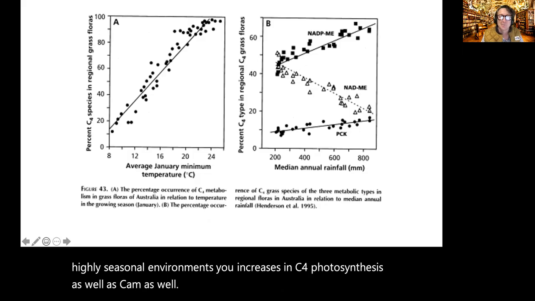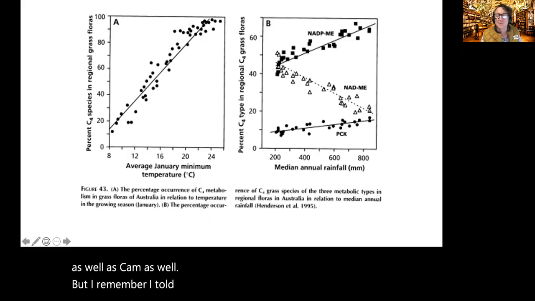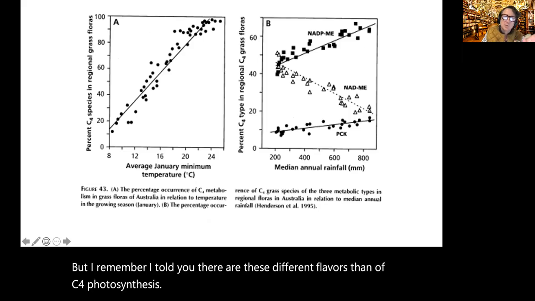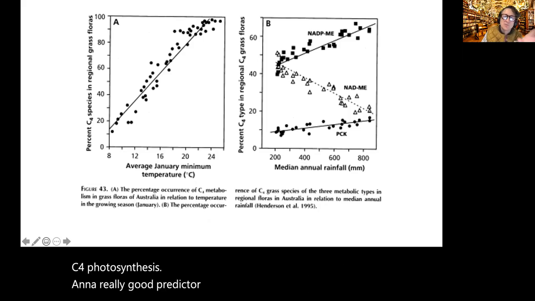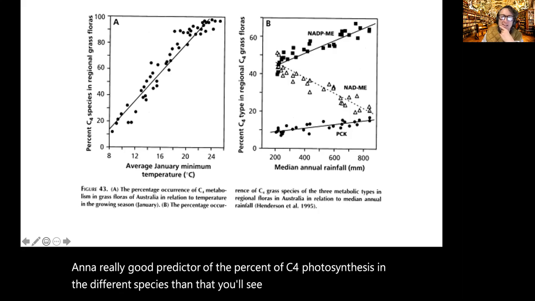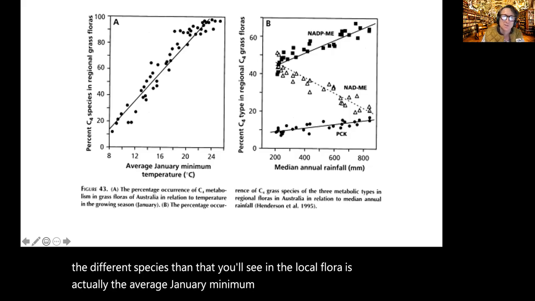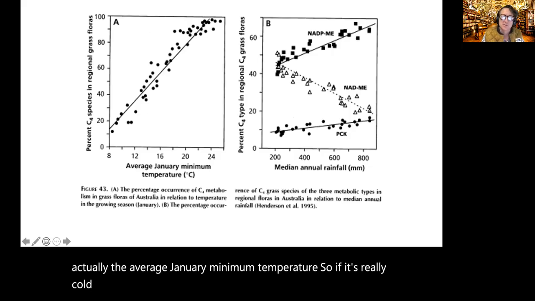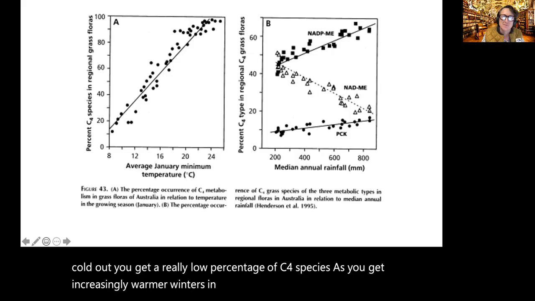Okay, but remember I told you there are these different flavors of C4 photosynthesis. And a really good predictor of the percent of C4 photosynthesis in the different species that you'll see in the local flora is actually the average January minimum temperature. So if it's really cold out, you get a really low percentage of C4 species. As you get increasingly warmer winters in January, a very high percentage of the grass flora is C4.